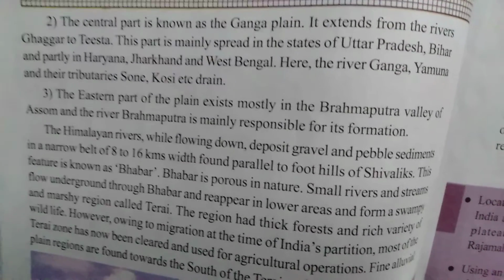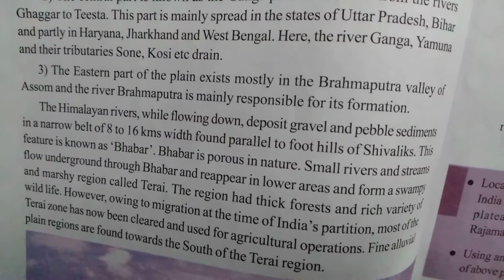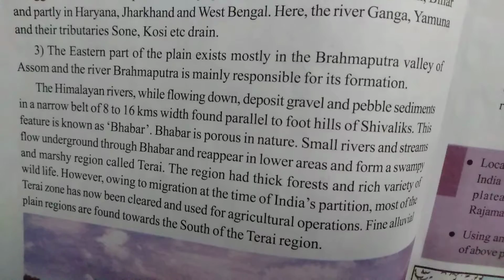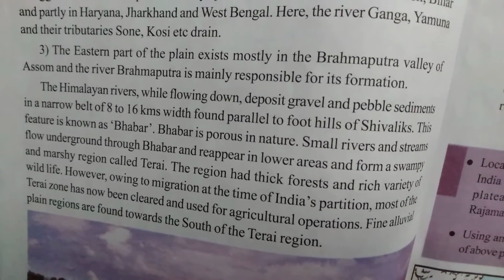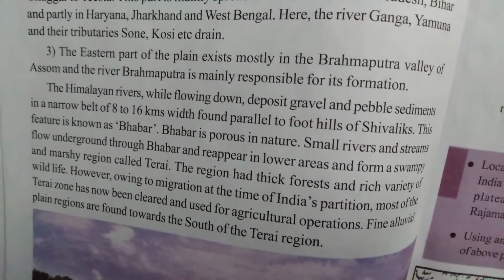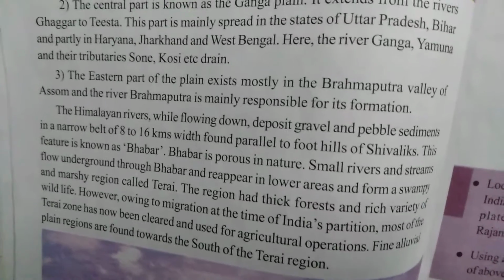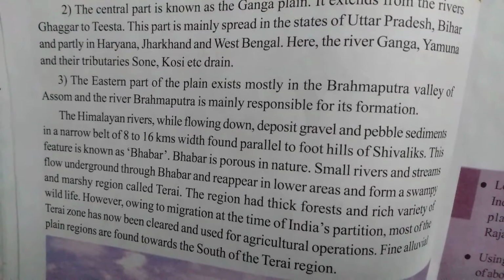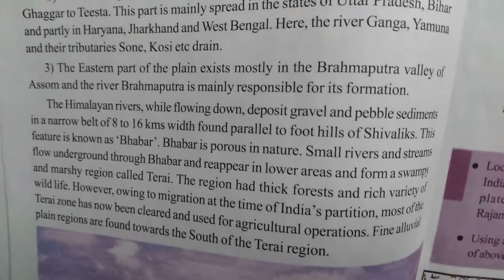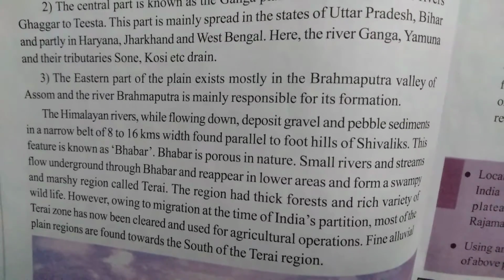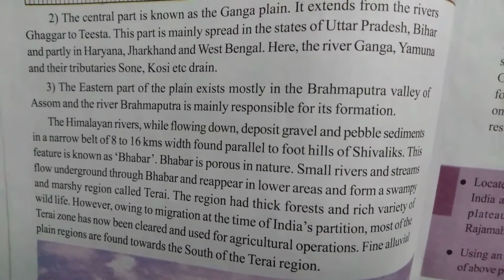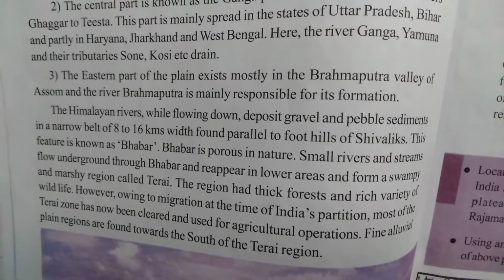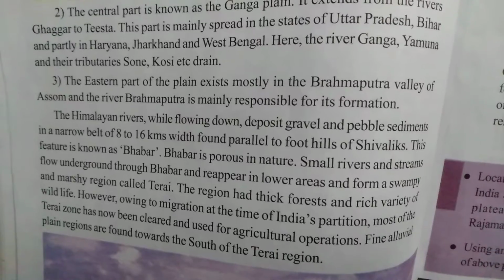Bhabar is porous in nature. Small rivers and streams reappear in a marshy region called Terai. The region had thick forest, but most of the Terai zone has now been cleared and used for agriculture. Fine alluvial plain regions are found towards the south of the Terai region.